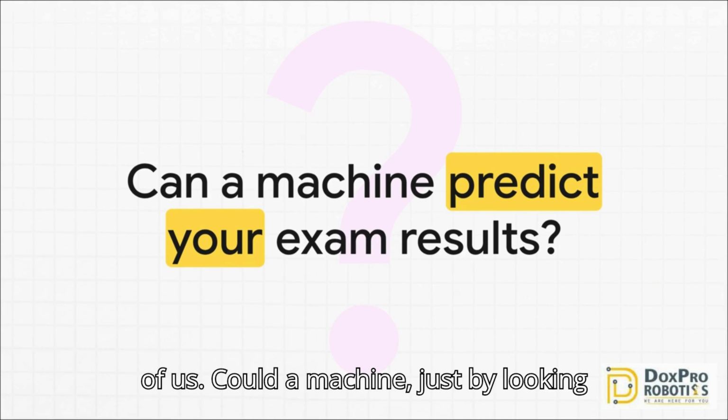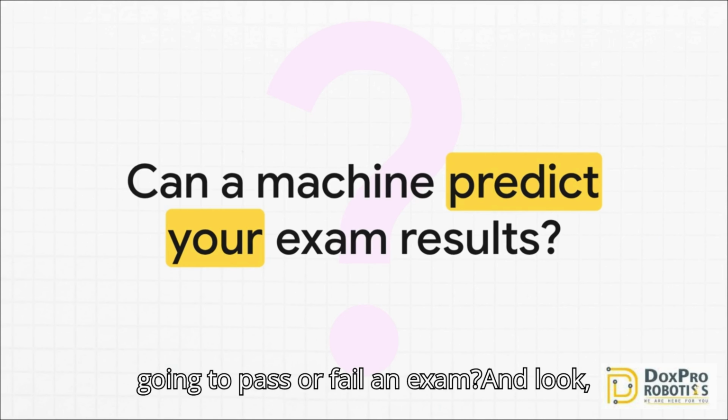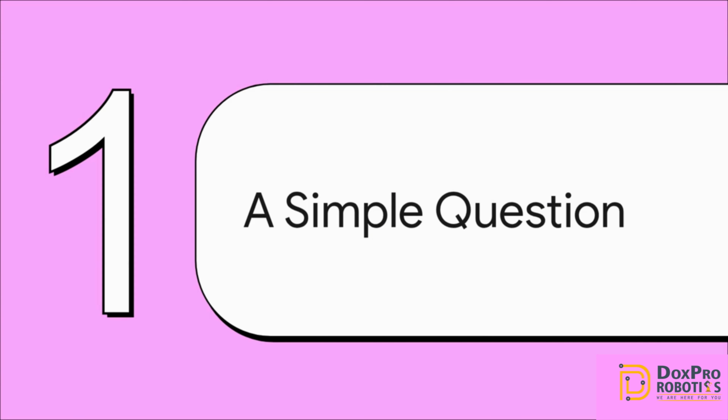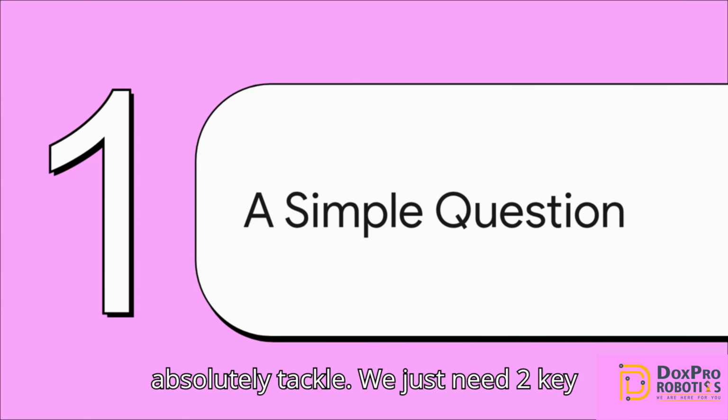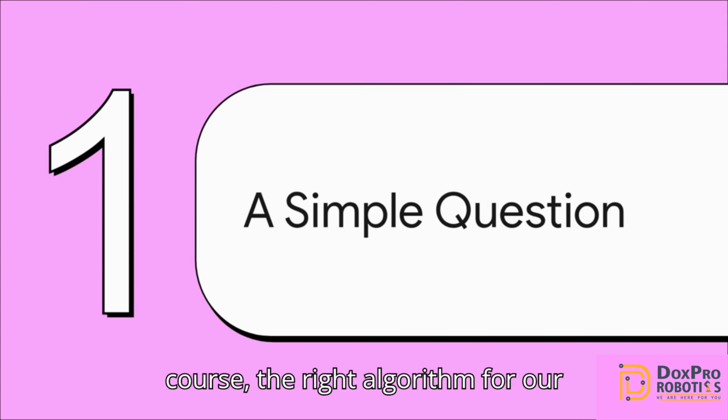Could a machine, just by looking at a couple of pieces of information, actually predict whether a student is going to pass or fail an exam? And look, this isn't just some sci-fi hypothetical. It's a very real problem that we can absolutely tackle. We just need two key ingredients: the right data and, of course, the right algorithm.